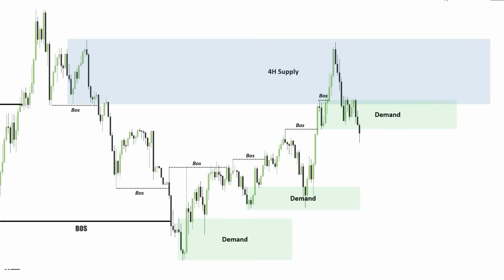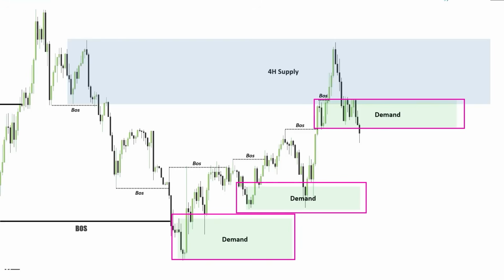On the 15-minute chart, you can see that after tapping into the higher time frame supply, price reversed and formed a clear VSR, a classic V-shaped recovery pattern. If you mark out the bullish BOS levels, you will notice that price created several consecutive demand zones on its way into the 4-hour supply area.